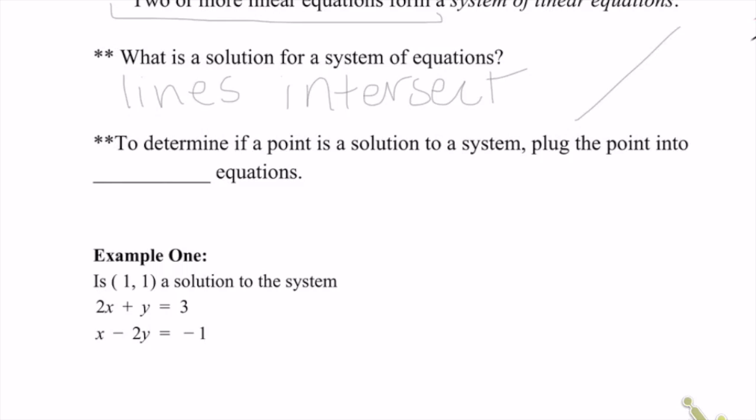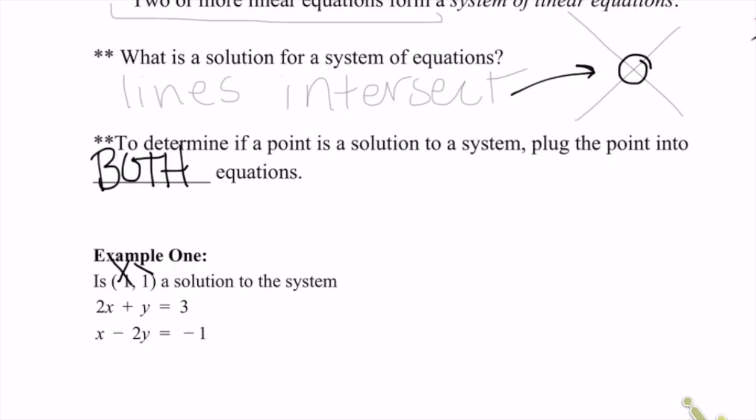So if you have two lines, they're going to cross at some point unless they're parallel. Well, that's your solution, is where they cross. So to determine if a point is a solution, you need to plug that point into both equations.